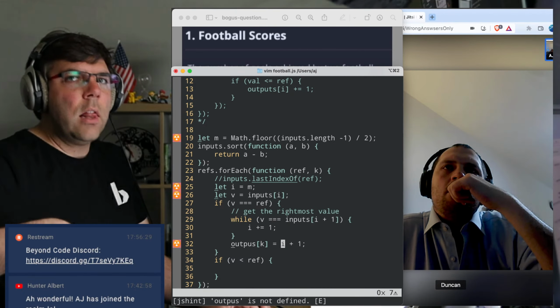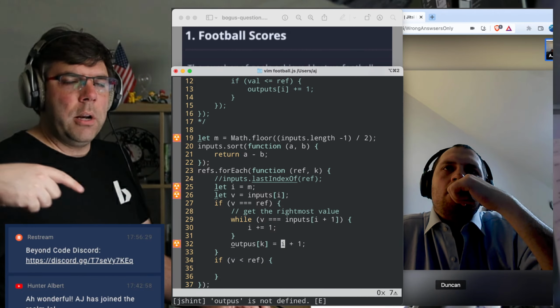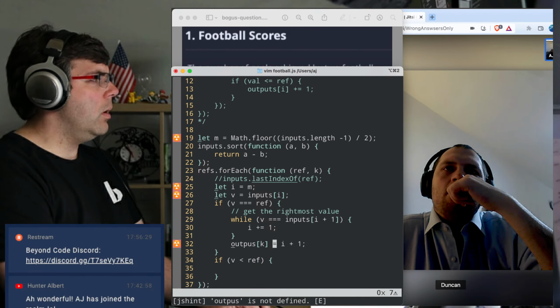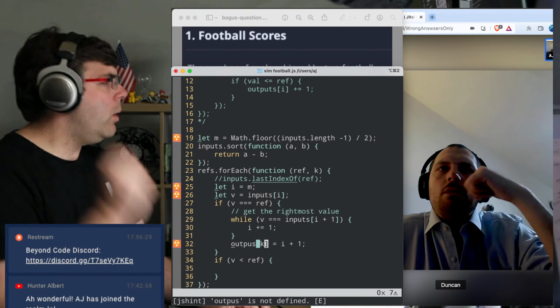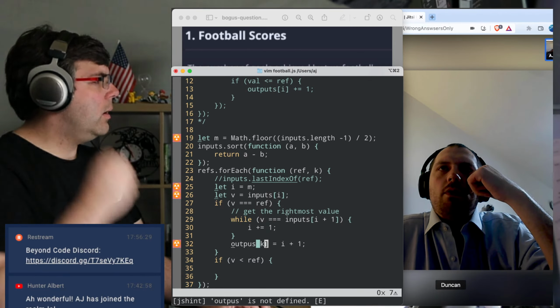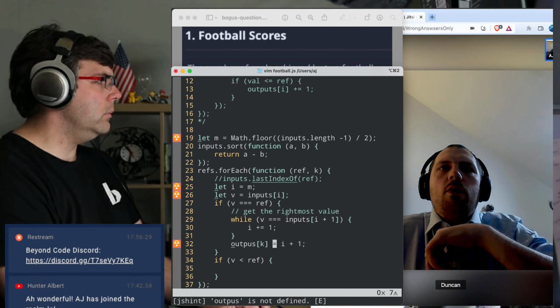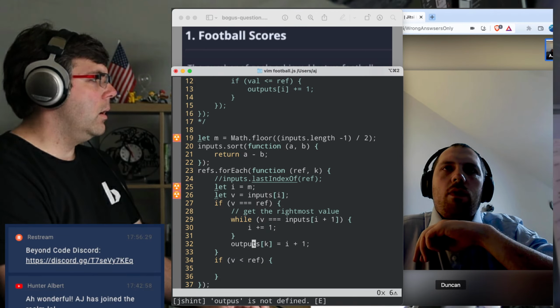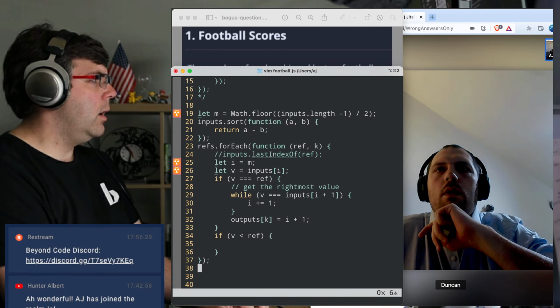So if it's the 0th element, I is 0, but it means that we have 1. There's a typo there on outputs. What's that? The last T. You're missing the last T on outputs on that line. Oh, thanks. Output. Yeah.